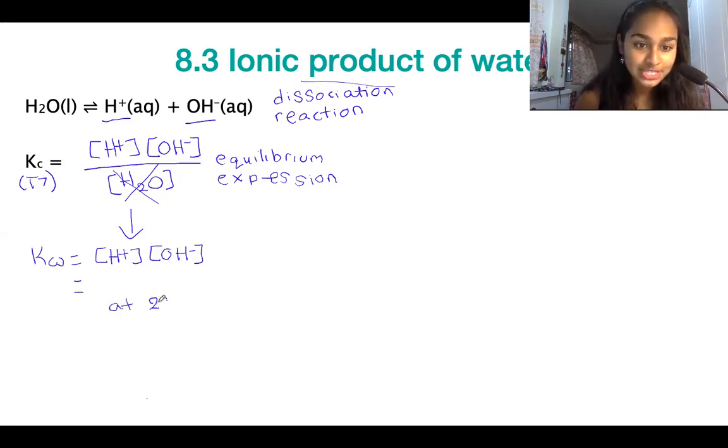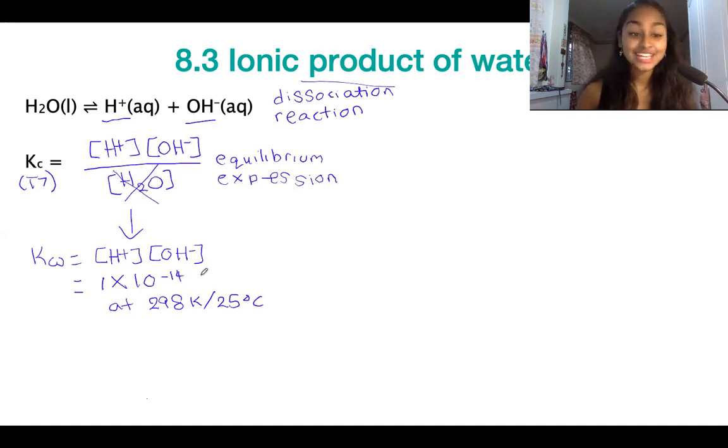Room temperature is 298 Kelvin or 25 degrees Celsius. So this constant is 1 times 10 to the minus 14. That's the constant for Kw. It's a value that you have available in section 2 of your data booklet. And in a paper 1, if there is a question based on it, they'll usually give you the value for Kw. I've got a past paper question that we'll look at in a second to show you that. So something that's worth bearing in mind.